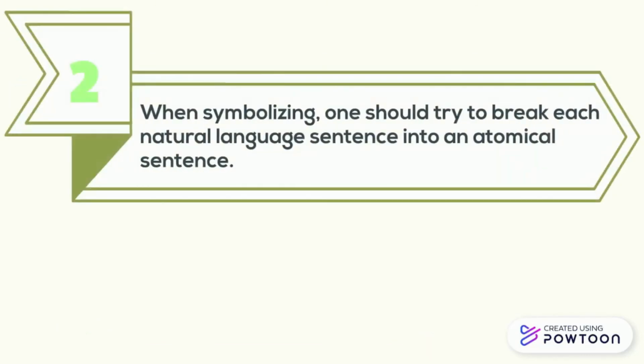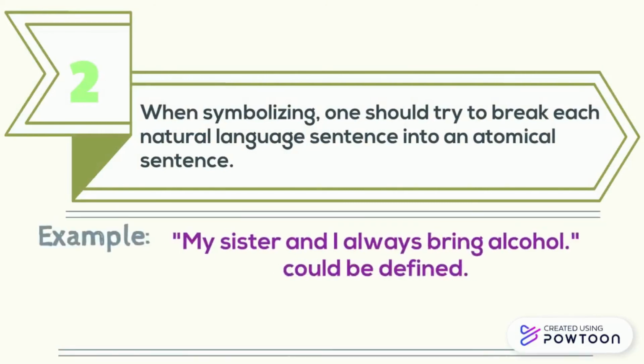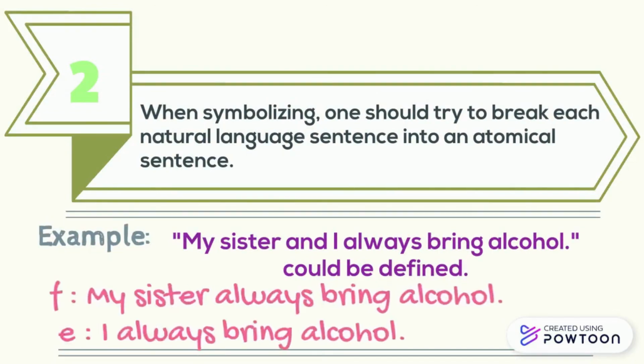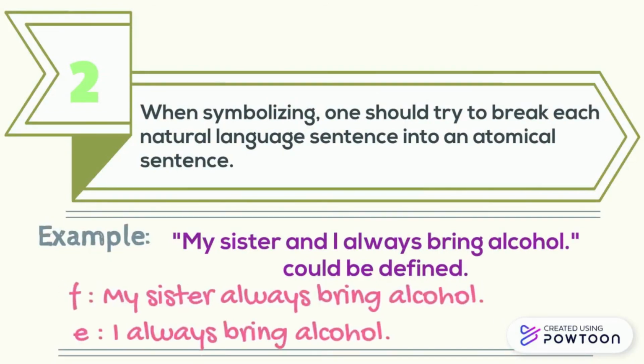Second one, in symbolizing, we should try to break each natural language sentence into atomic sentences. Example, my sister and I always bring alcohol. Could be defined: let F be my sister always brings alcohol. Let E be I always bring alcohol.